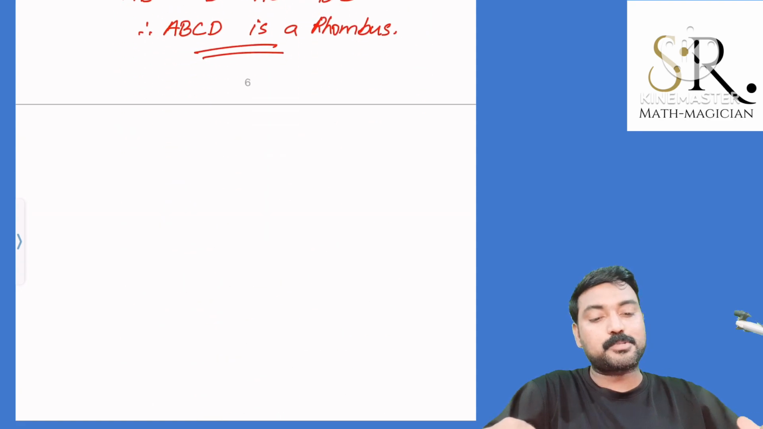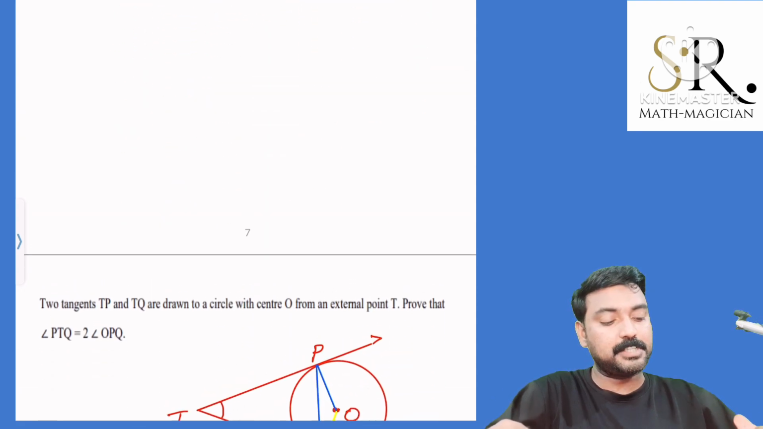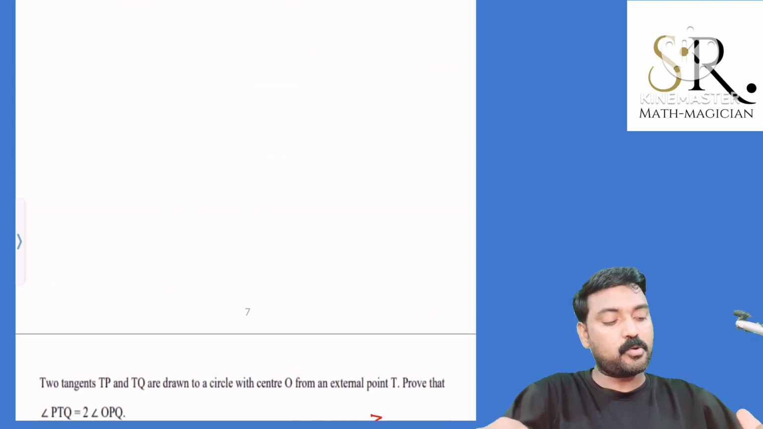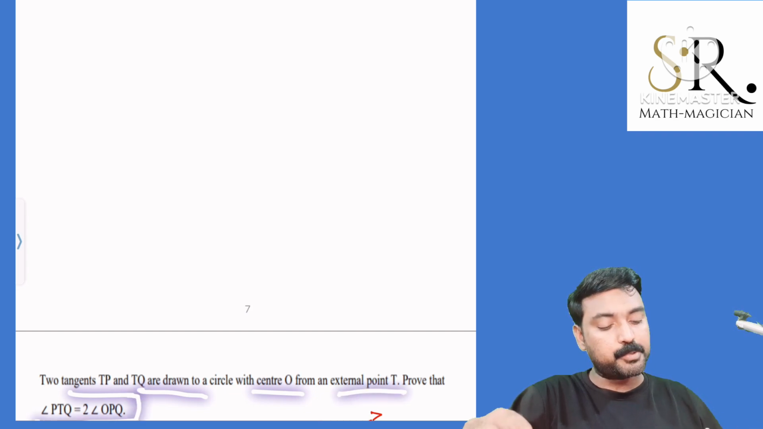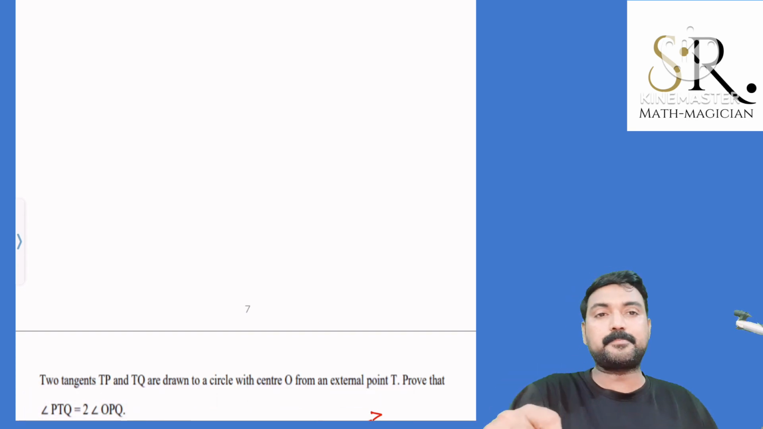We can observe what is the question. Yes, here is the question given. Two tangents TP and TQ are drawn to a circle with center O from an external point T. Prove that angle PTQ is equal to 2 into angle OPQ.